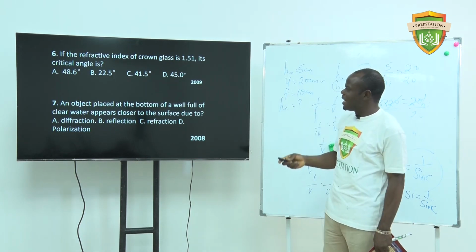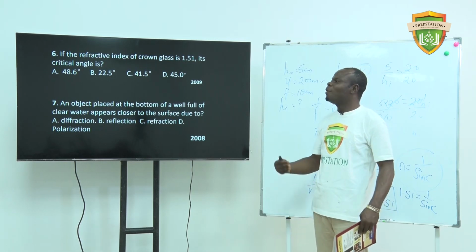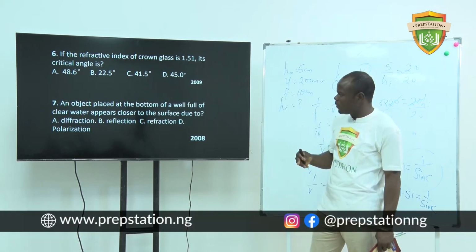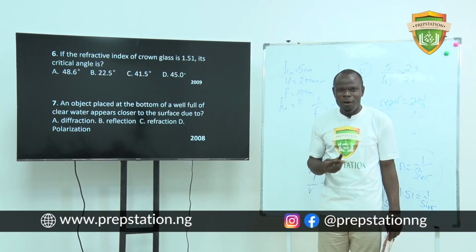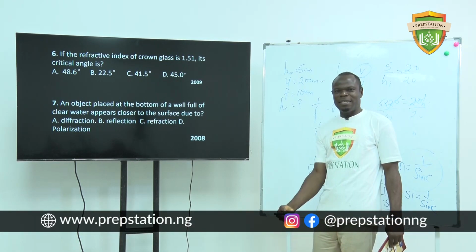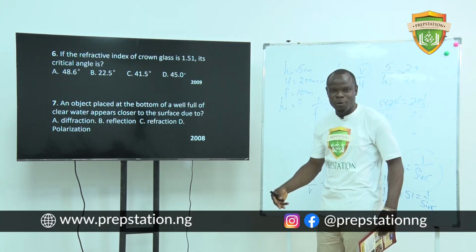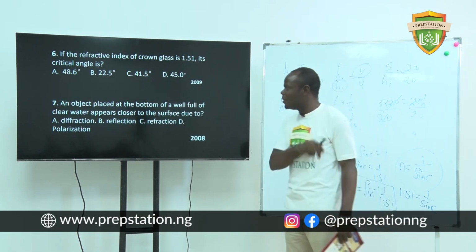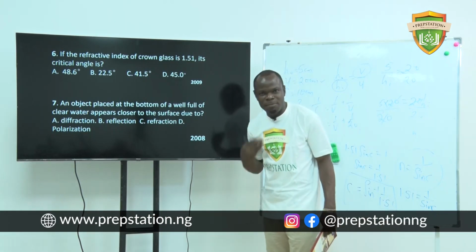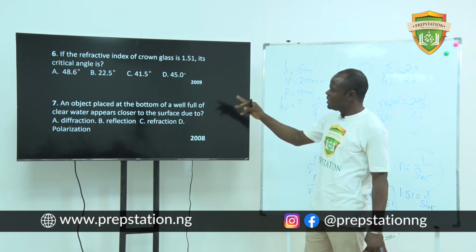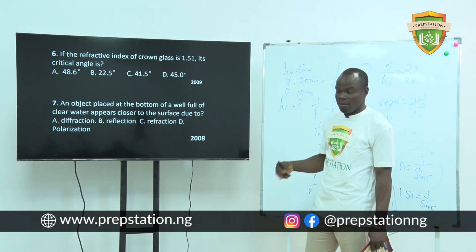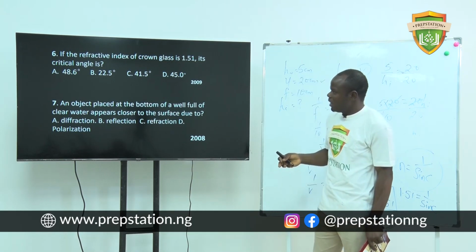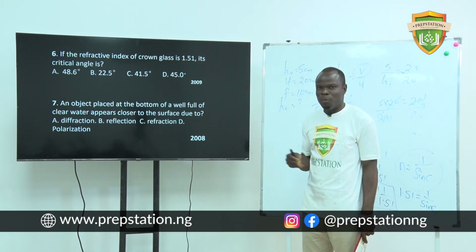An object placed at the bottom of a well full of clear water appears closer to the surface. Have you noticed that before? You have an object down the pool. It looks as if it's close, but as you are going down, you find out that you are still going down and down. The depth is increasing. What is that explaining to you? A, we have diffraction. B, we have reflection. C, we have refraction. And then option D is polarization.